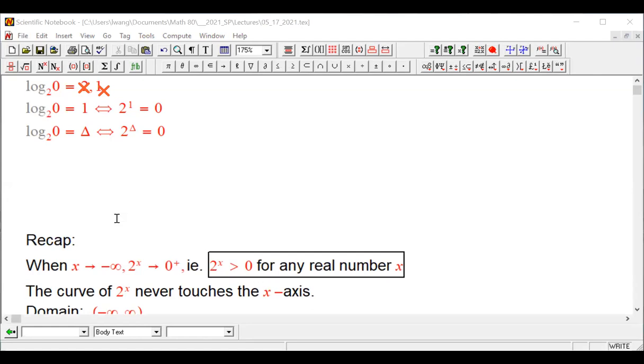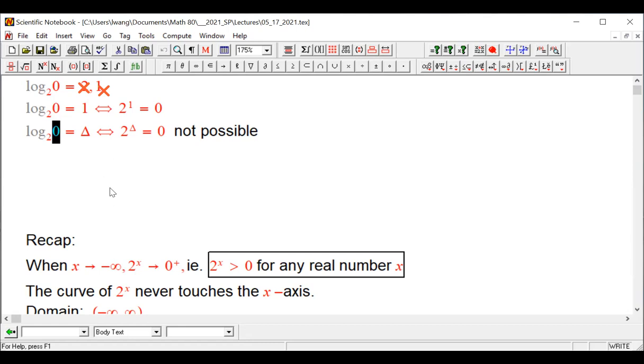Okay, so this latter one is not possible. Not possible means that such a number does not exist. There's no answer here. So for the input 0, the output does not exist. Therefore, the input 0 cannot be in the domain.